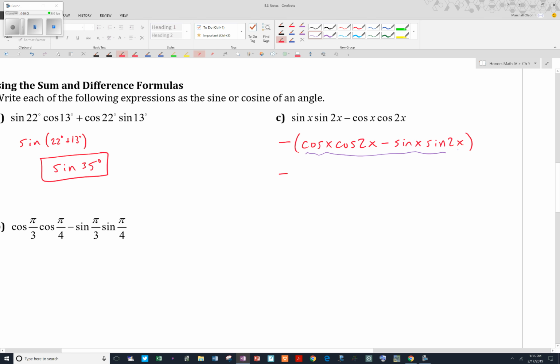And then this stuff is a cosine sum formula. So it is the cosine of the sum of what two angles? There's U, there's V, x and 2x. So this is negative cosine of 3x.